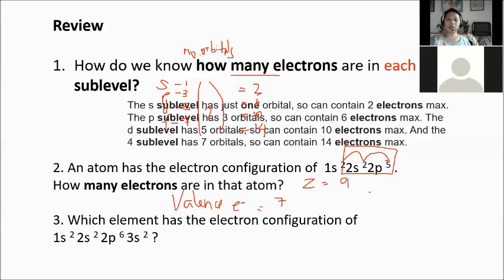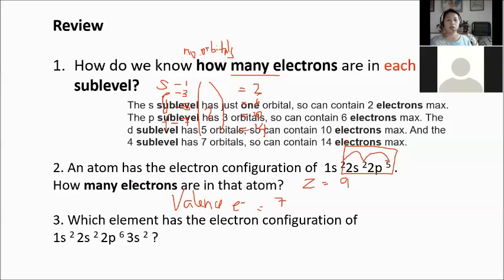Marami tayong malalaman by looking at this electron configuration. Malalaman natin ito, kung ano ang location nito sa periodic table. So, ibig sabihin, nasa period 2 at saka nasa group 7. At saka nasa P block ito.